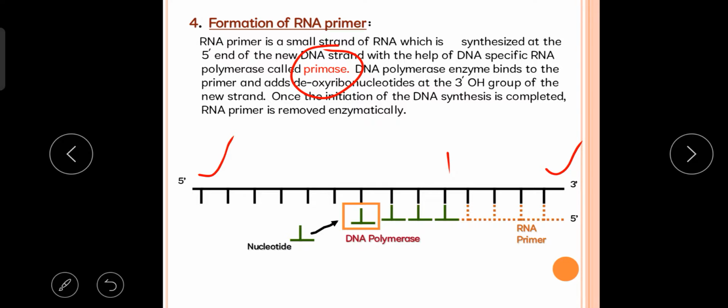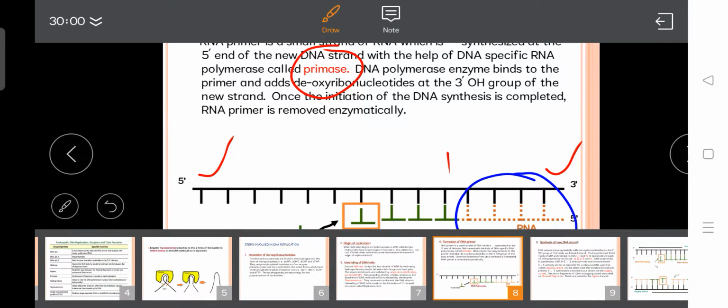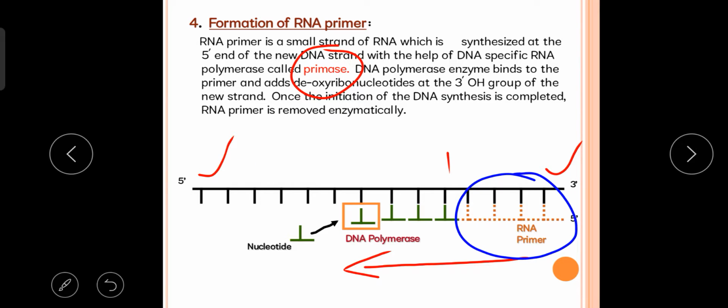This one is the newly synthesized DNA strand, and this part, the dotted part, is the RNA primer. The first one is the DNA strand, and the red one is the newly synthesized DNA strand. This is the template, and this is the newly synthesized DNA strand, where this is the RNA primer.